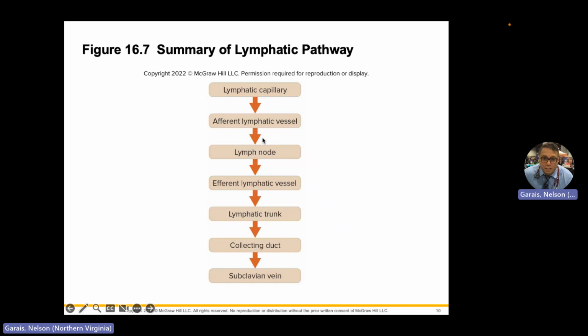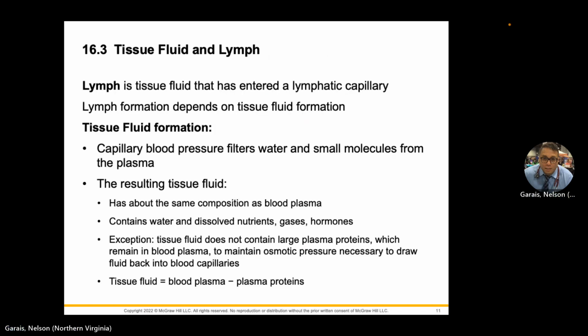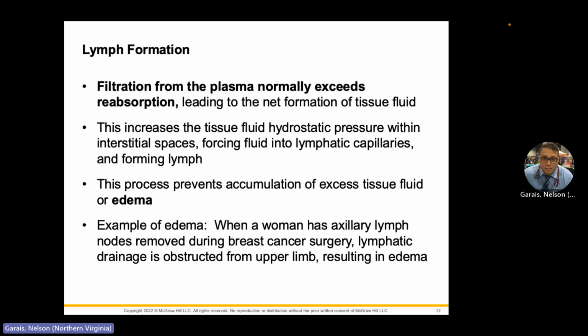So you have lymphatic capillaries, which go through lymph nodes, and it'll end up in your lymphatic trunk and collecting duct, and then empties back into your subclavian vein and goes in through your cardiovascular system. So lymph fluid is just like blood plasma, but it doesn't have the plasma proteins, but it has everything else. Again, the prevention of edema.